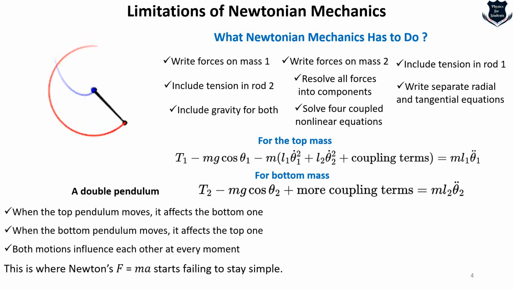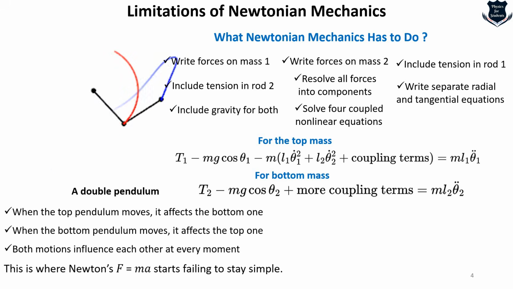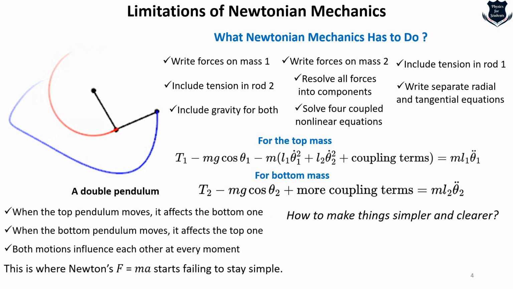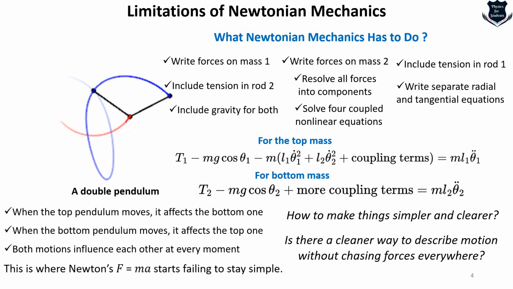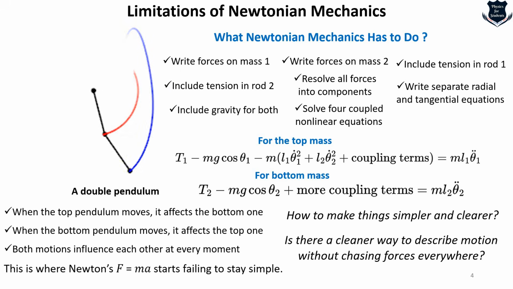Now, as you understand, as we move toward more complexity in dynamics, Newtonian mechanics faces complex, detailed and heavy calculation. So the question arises: how to make things simple and clearer? Is there a cleaner or simpler way to describe motion without chasing those components or forces, where there is a force on mass 1, mass 2, tensions, etc.? And this is exactly where Lagrangian mechanics comes in.